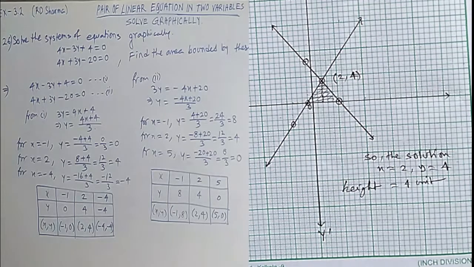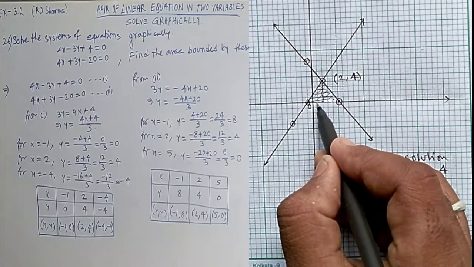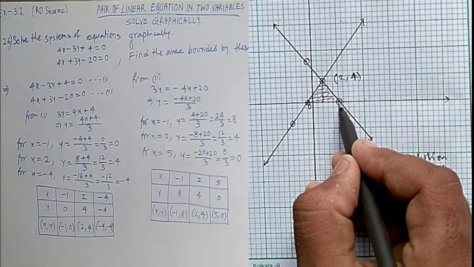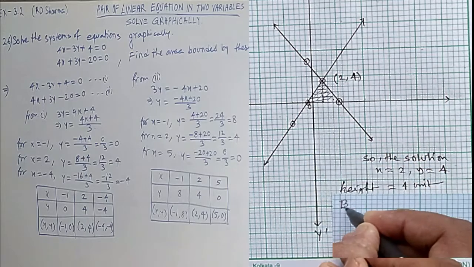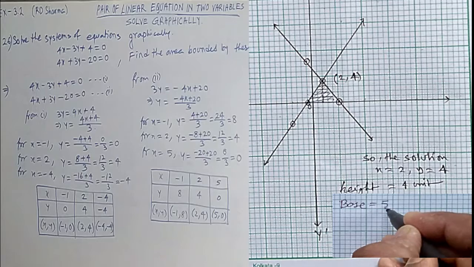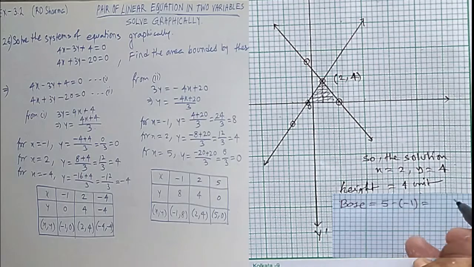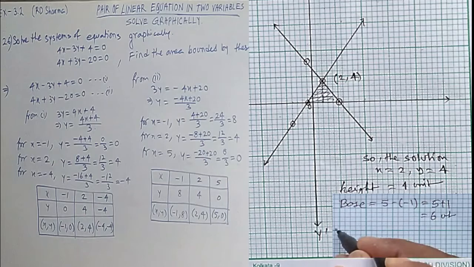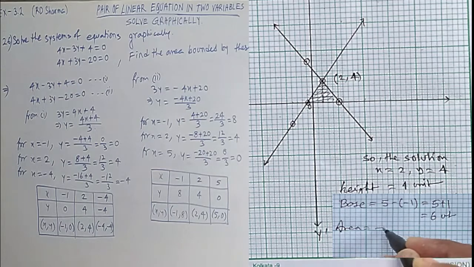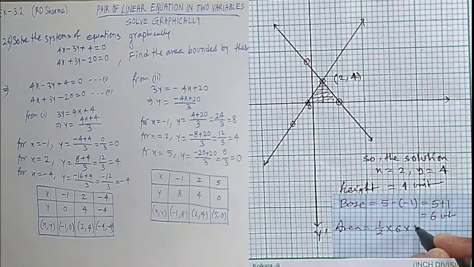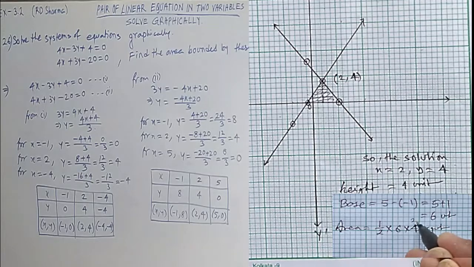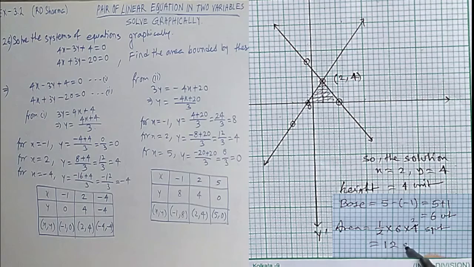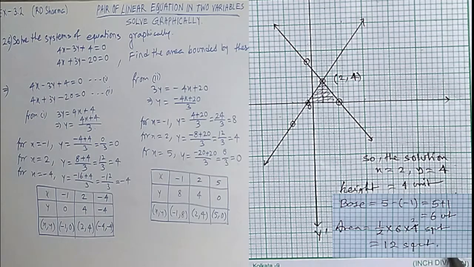And then we have to find the base, and this is 5, and this is negative 1. Base equals 5 minus minus 1 equals 5 plus 1 equals 6 units. So the area of the triangle equals half into base 6 into height 4 square units. Now cancel this, equals 12 square units. That's it.